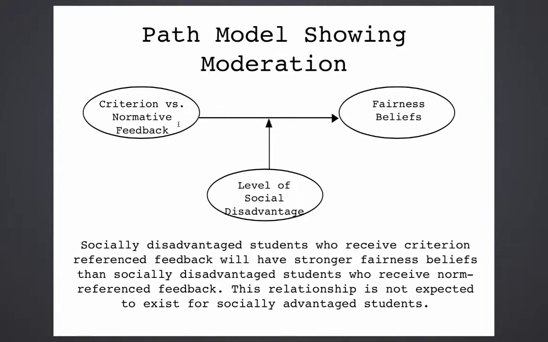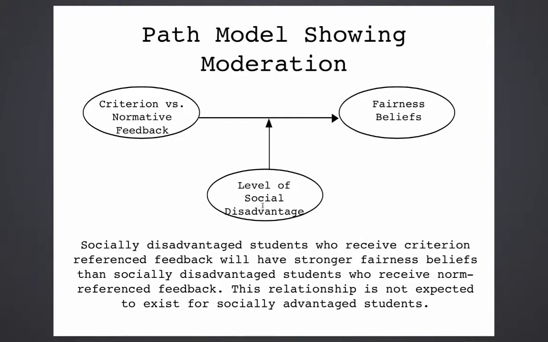Similar constructs that are at play here. Essentially, what's happening here is we have two kinds of feedback that could be provided to a student. Criterion and normative. Doesn't matter what that means, but for now you know there are two kinds of feedback. And we'll assume that they're going to do an experiment here, randomly assign you to get one or the other kind of feedback. And then they're hypothesizing that this is going to have an effect on the student's fairness beliefs. So if you get criterion referenced feedback, you'll have different fairness beliefs than if you had gotten normative feedback. Okay, so that's the direct relationship.